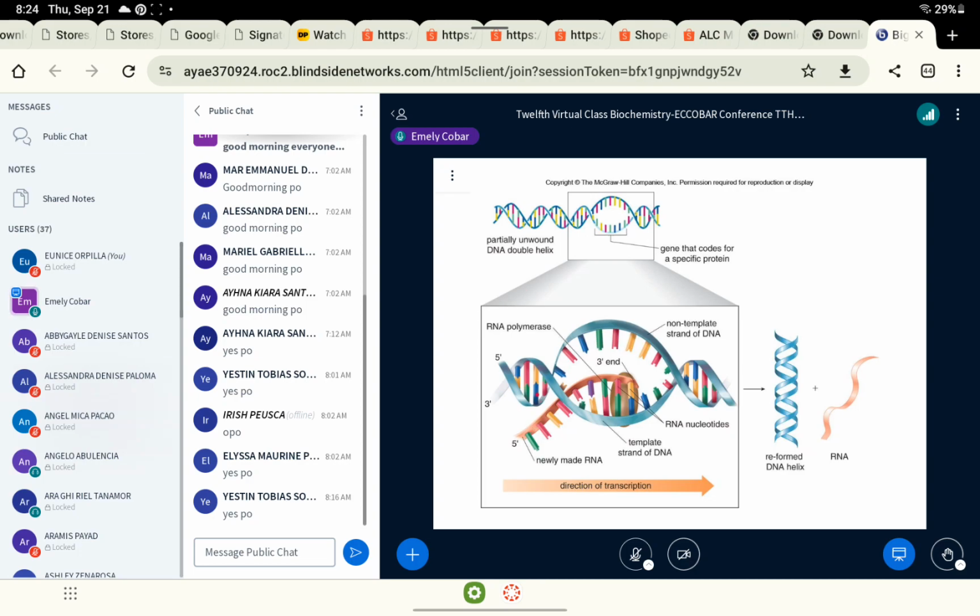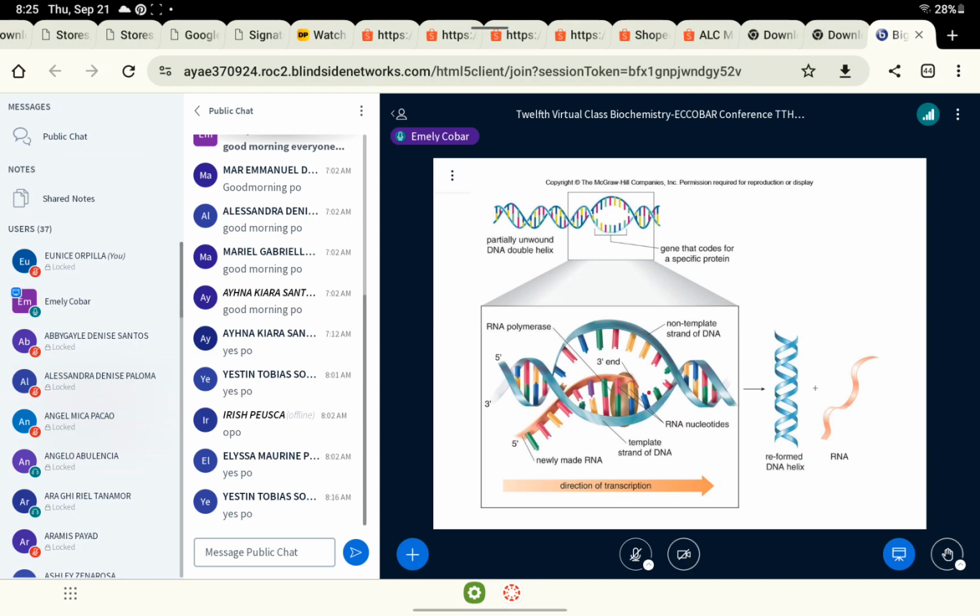Okay? So, again, what happens is, at start, there would be unwinding of the double helix. And during unwinding, may expose ngayon. So, unwinding, masisira yung hydrogen bonds that hold the strand together, right? Exposing the bases. One strand is called an informational strand, which is not used. The other strand is the one that is used to synthesize the mRNA. And a certain portion lang of the whole DNA molecule, which is called a gene, yun yung nata-transcribe. Okay? And it says a gene that codes for a specific protein.